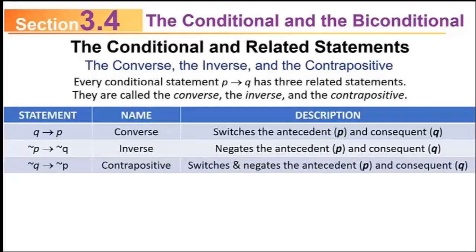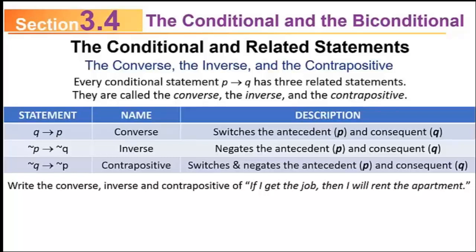So if you start off with the statement P implies Q. To find the converse, you switch the P and the Q to get Q implies P. To get the inverse, you don't switch the P and the Q. Instead, you negate both of them to get not P implies not Q. And to get the contrapositive, you do both. You switch the P and the Q, and you negate both. The converse, the inverse, and the contrapositive.